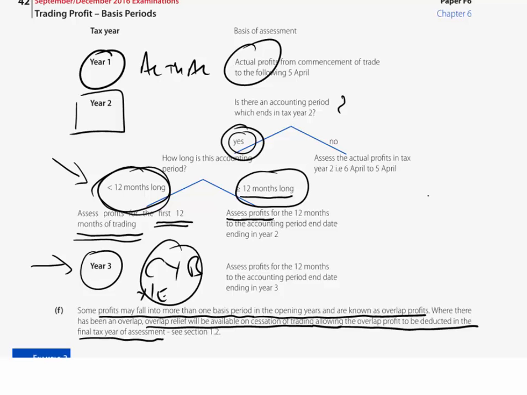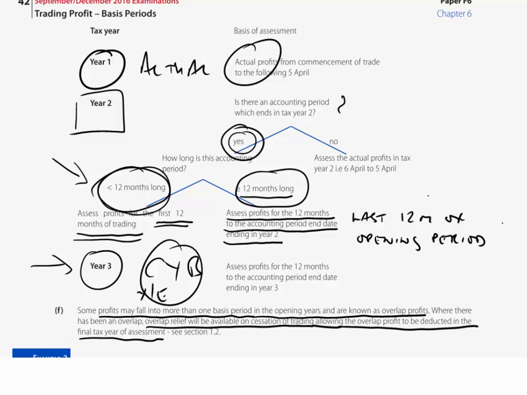And the answer here for you now to learn, we assess the profits for the 12 months to the accounting period end date, ending in that second year, i.e. that is the last 12 months of that long opening period. Whether it's 14, 15, 16, 18 months, whatever it might be, we will take the profits for the 12 months to that accounting period end date, i.e. the last 12 months of the opening period.